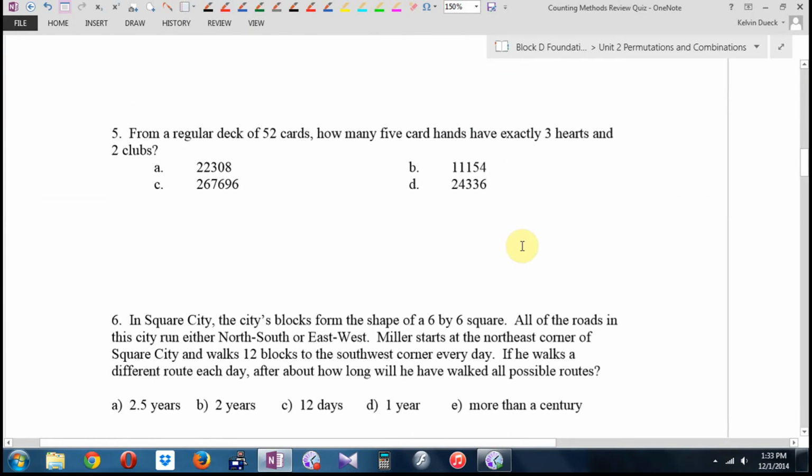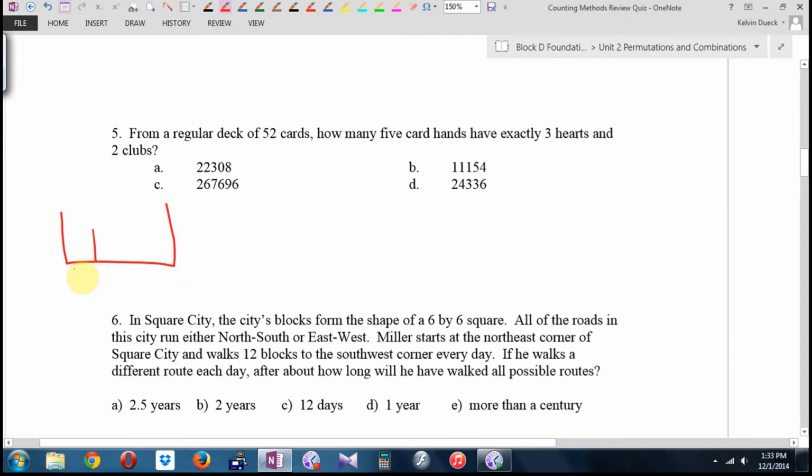From a regular deck of 52 cards, how many 5-card hands have exactly 3 hearts and 2 clubs? Bucket. Card questions are almost always going to be combinations unless, Jake, it's obvious. If they say the first card is, the second card is, then the order matters. But if they just say in the hand, I've played poker, you don't care when you got it, you only care if you got it. So it's going to be a bucket. What's the bucket going to look like?